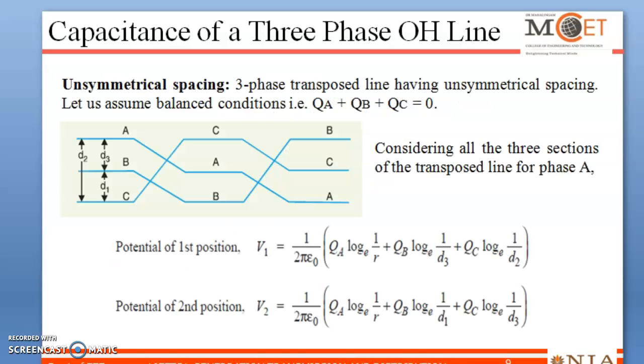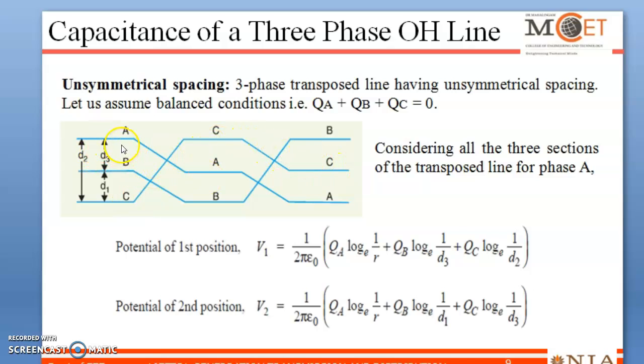Next we are going to discuss the capacitance of a three-phase overhead line for unsymmetrical lines. In the previous slide we discussed symmetrical spacing. In this section we are going to discuss unsymmetrical spacing. For example, we consider the A conductor like this, the B conductor like this, and the C conductor placed on the upper side.